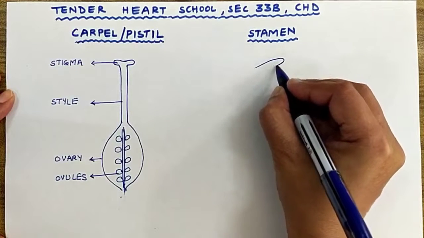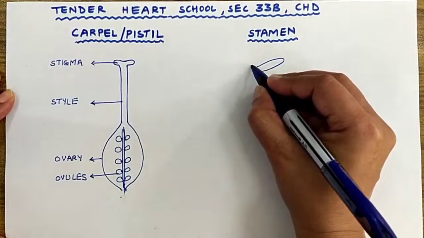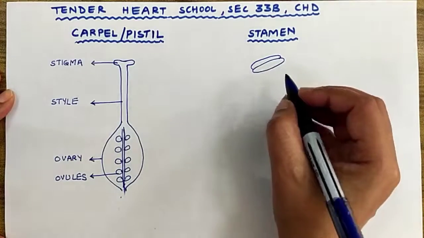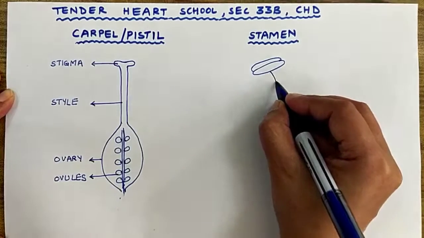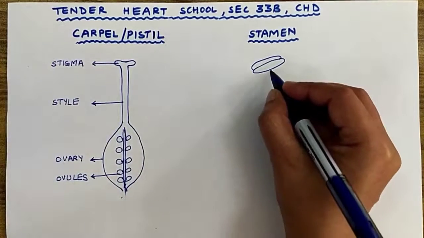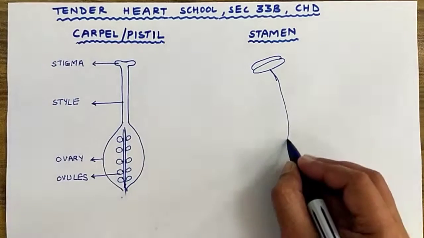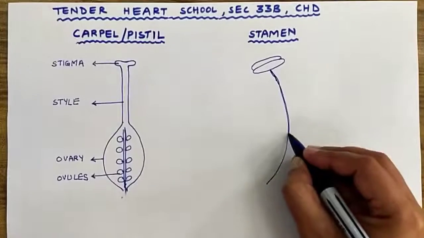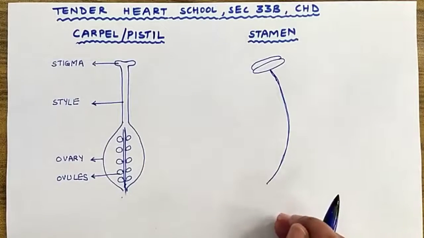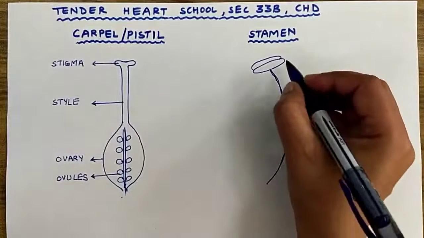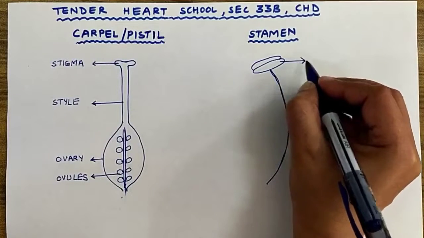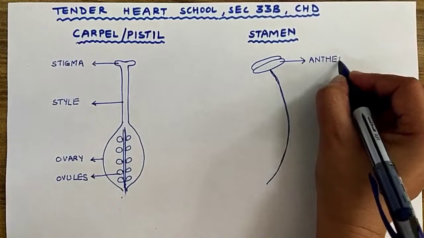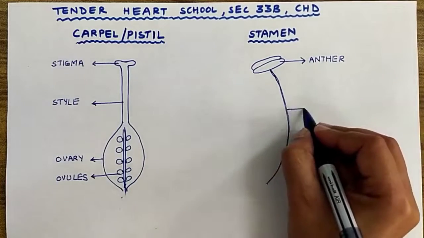Stamen is having the upper part, which is little expanded and is bilobed. It is having two lobes like this. And then we have the lower region, which is a stalk of this stamen. So this upper part is called the anther, and this stalk is called the filament.